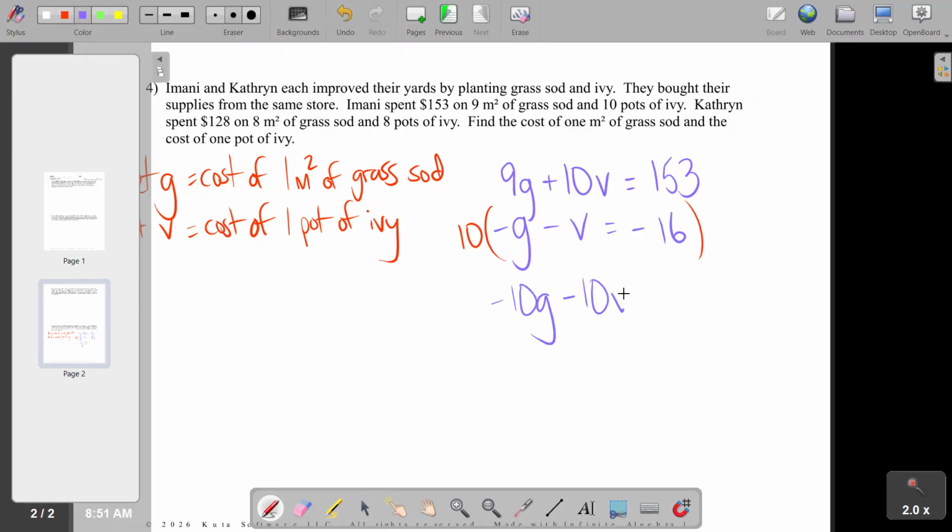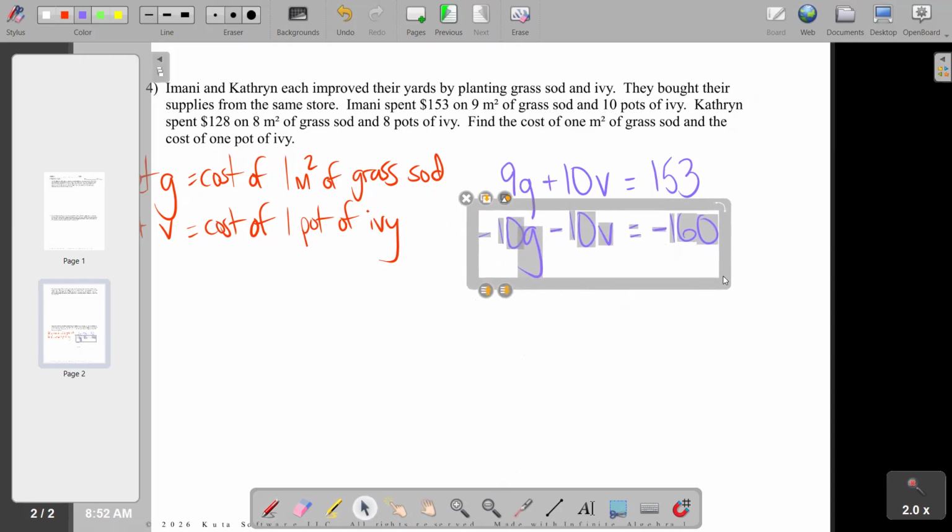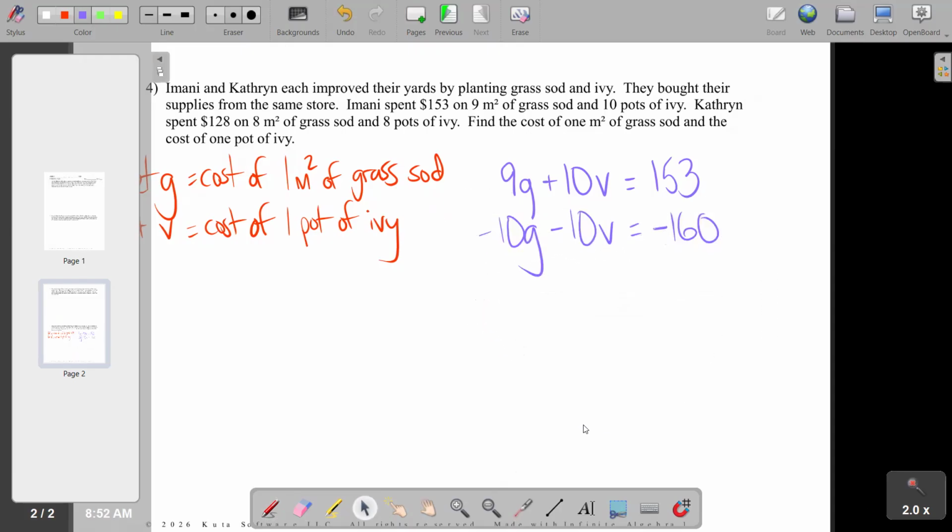Negative. Good. And again, since I am a cheater with my fancy digital pen, I'm going to just take the easy route here and go like this. Boom. Neat. And there's our eliminatable system. It is time to draw the line. And here we go. When we add downwards, how many G's do we get?